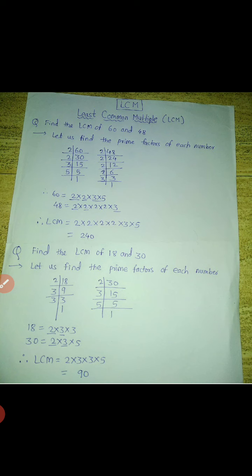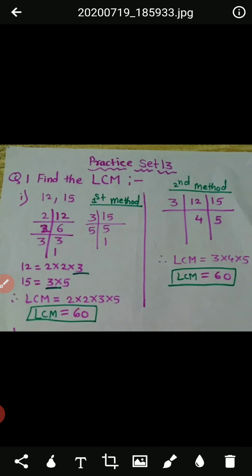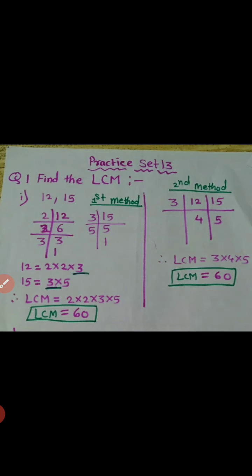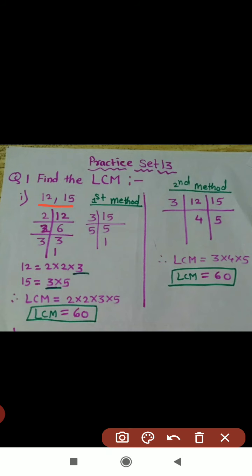So today we are going to solve practice set 13. The first question: find the LCM. In that first question, 10 problems are there. First one: find the LCM of 12 and 15. You can find the LCM by two methods. In the last video also we saw how to find the HCF. This method is correct and that method is also correct. You can choose any method and write the right answer.